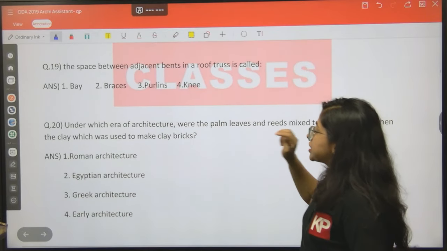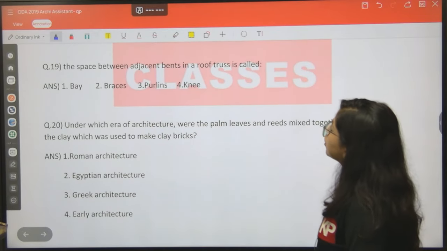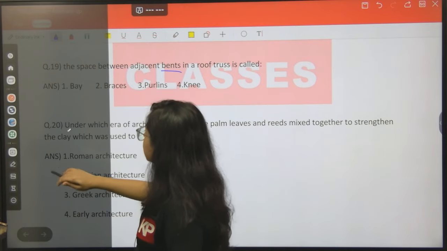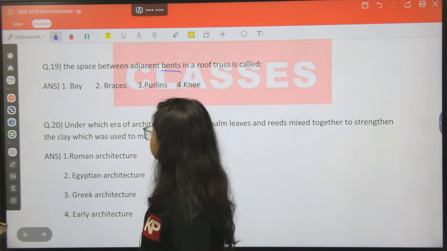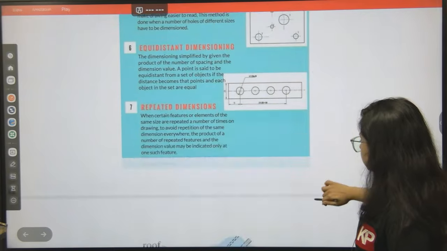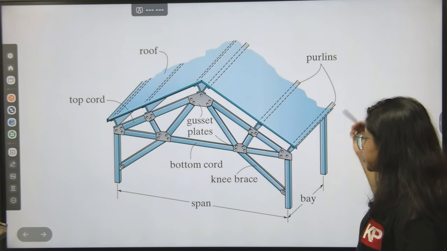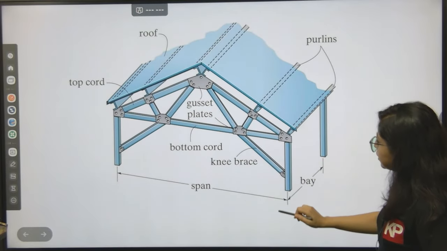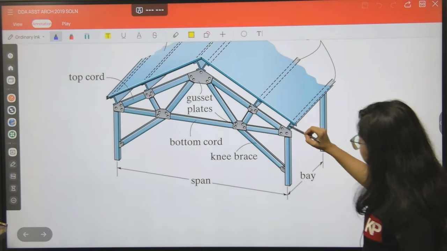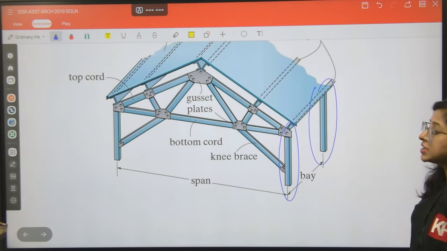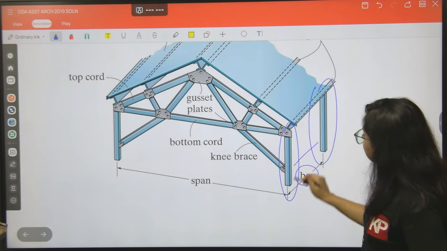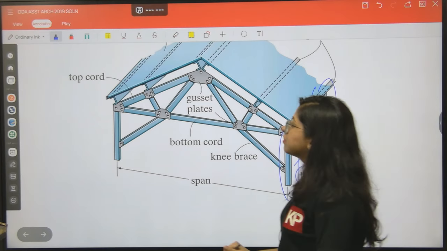Okay. Next, question 19. The space between adjacent bents in a roof truss is called what? Firstly, you have to understand what is a bent in a roof truss, and then we can see the answer. Let's look at an image. This is a roof truss. These vertical members are known as bents, and the distance between the two vertical members is known as a bay.